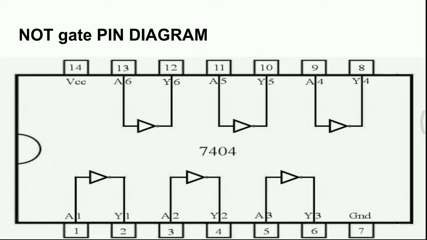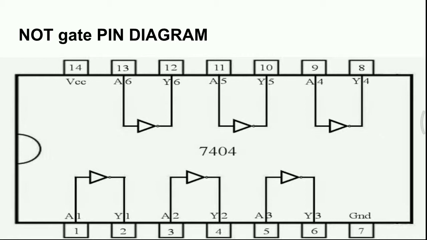This is the pin diagram of the NOT gate. The 7th pin is always ground and the 14th pin is VCC. This is a 14 pin IC. The IC number is 7404. When I say 7404, it is a NOT gate. You can see the notch, that means that half circle on the left side of the screen.